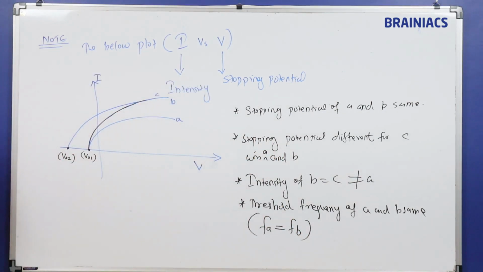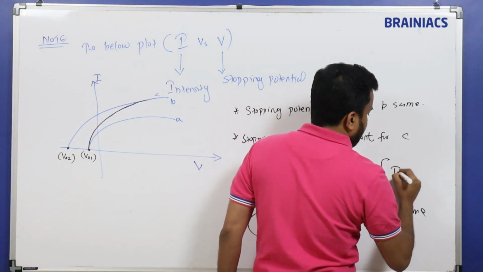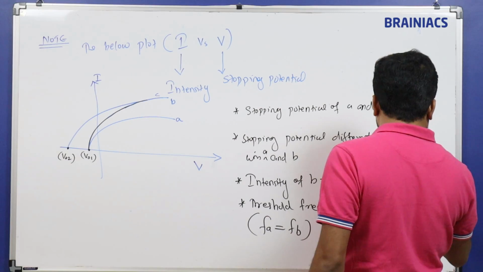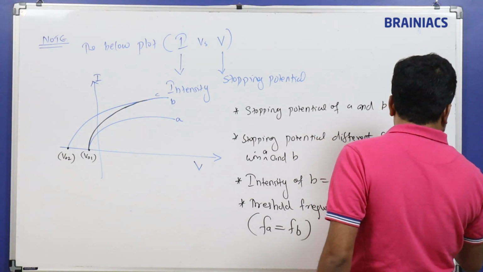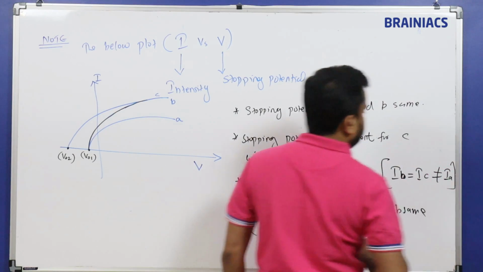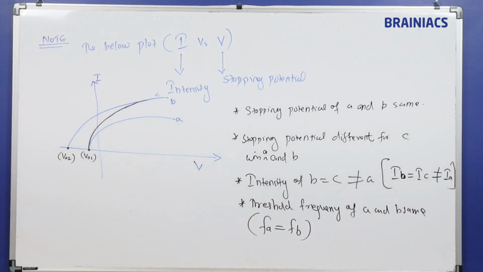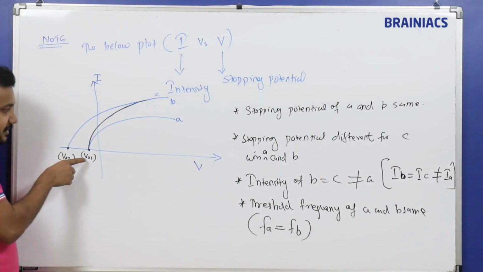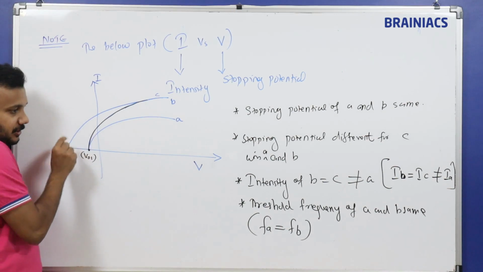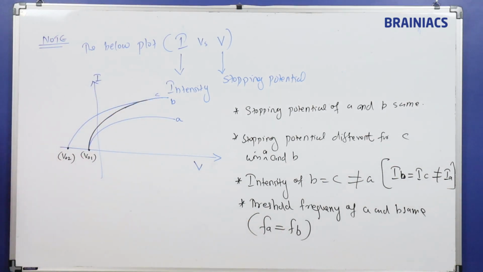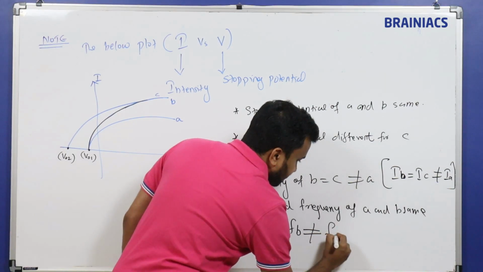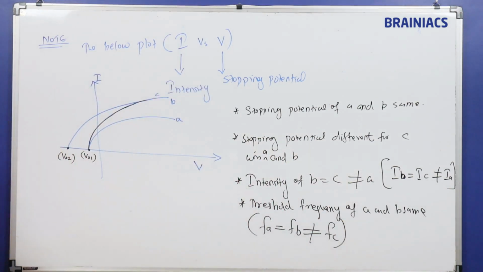This is correct. And here I can write IB is equal to IC, not equal to IA. IB and IC will have the same intensity. See the frequency: if the stopping potential is the same, the frequency is the same, so FA and FB will have the same stopping potential, but this is not equal to FC. So you should be very careful with this one.